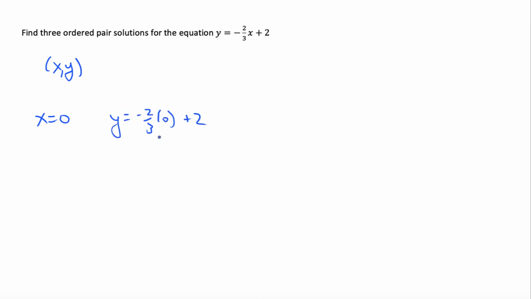So we get y equals negative 2/3 times 0 plus 2. We know that anything times 0 is just 0, so what do we end up with in this case? We get y equals 2. So that is our first ordered pair.